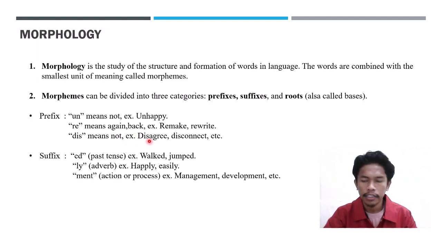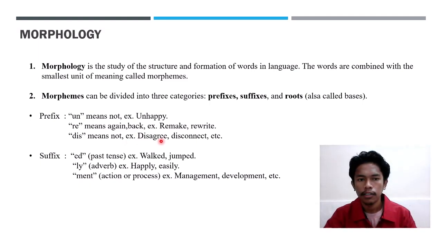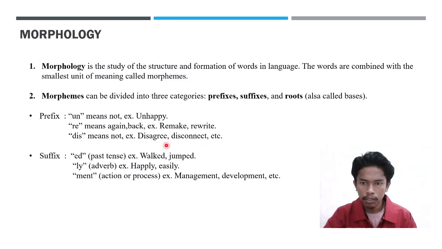Example: disagree. Actually, "agree" becomes "not agree" when you put dis- in the front. Then disconnect, so it is not connected, and so on. Next we go to the suffix.